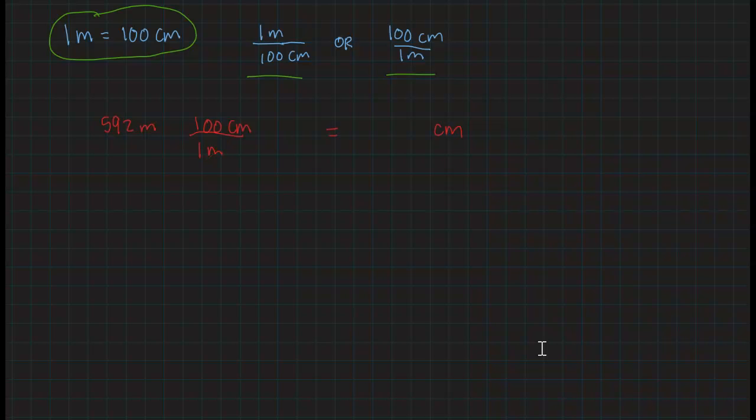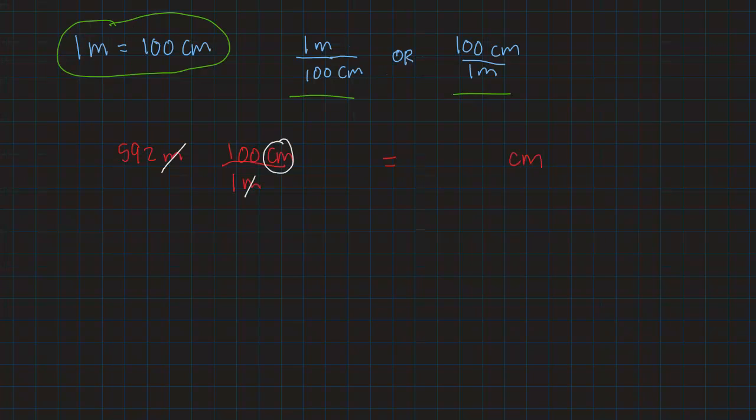Let's actually use a different color to cancel units. So we're going to cancel out meters here, and that means we're going to be left with centimeters in our unit. So if we want to know how many centimeters are in 592 meters, according to the way that we've set this up, this means that we're going to multiply the number 100 times 592. And if you do that, your answer is going to be 59,200. So we see that there are 59,200 centimeters in 592 meters.